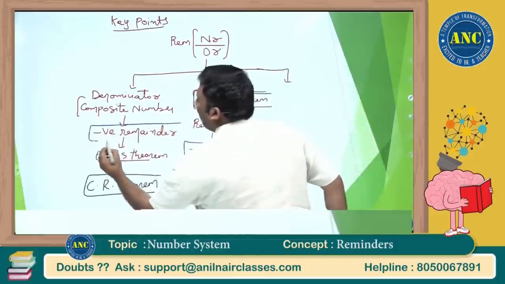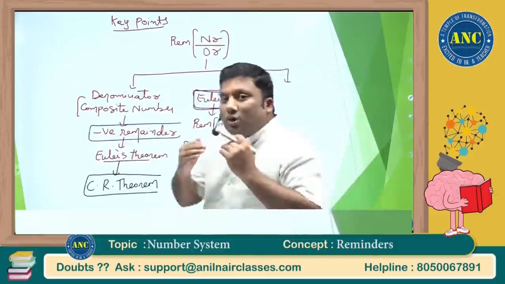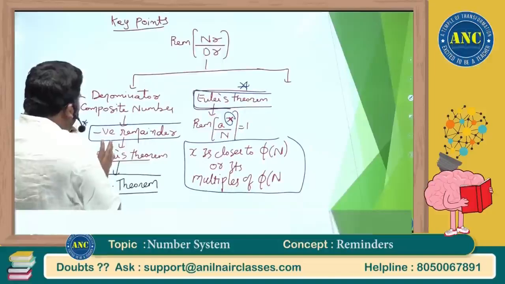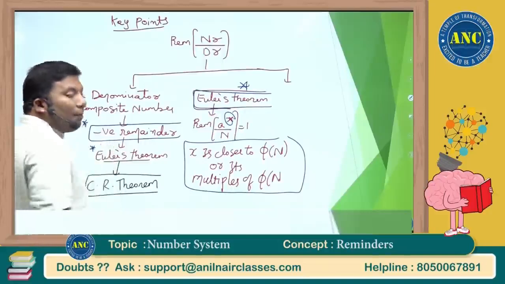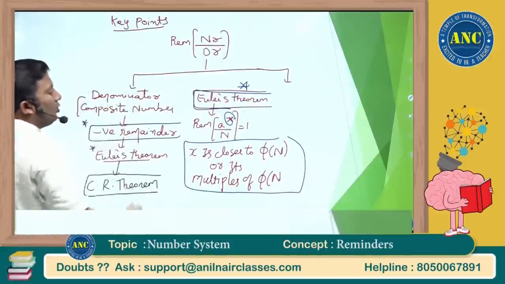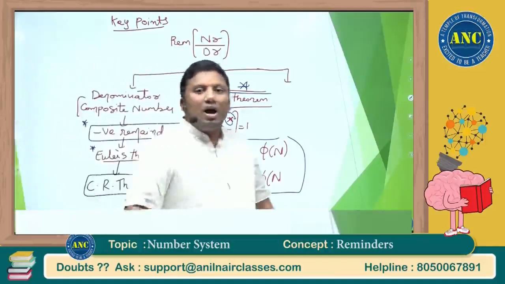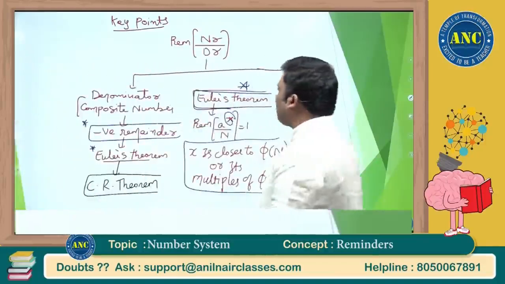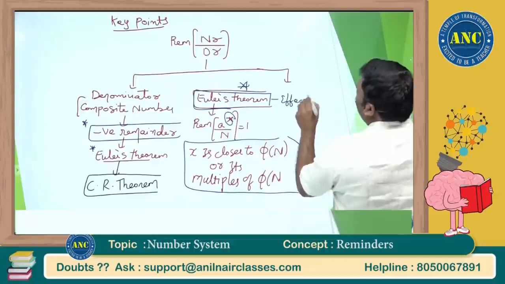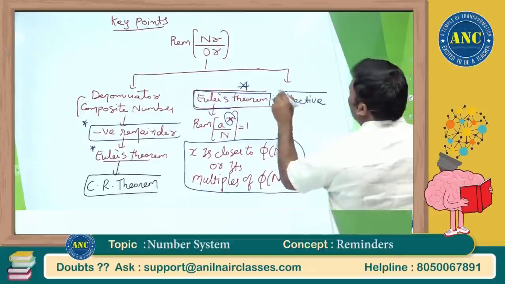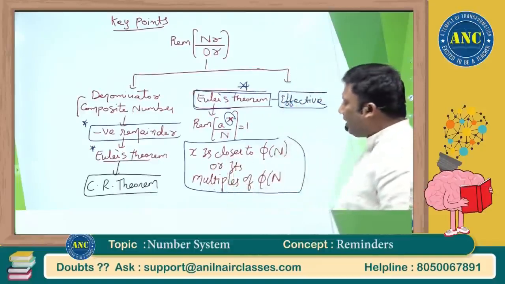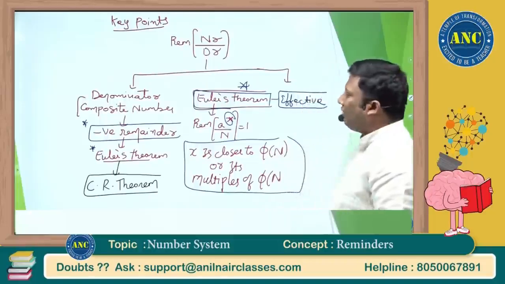Finding out which power of numerator by denominator gives you plus 1 or minus 1, that is the complexity in negative remainder. If the power of the numerator is not closer to the totient function of denominator or its multiples, then Euler's method is ineffective. The power of Euler's theorem only lies if the power of numerator is closer to the totient function of denominator or multiples of the totient function of denominator.